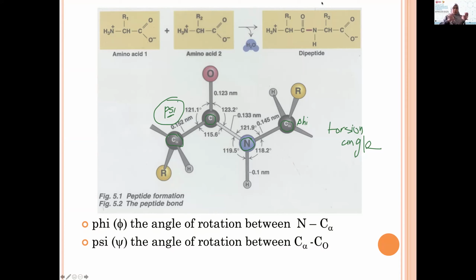Once you have this oligopeptide arranged, remember that you will have this part.